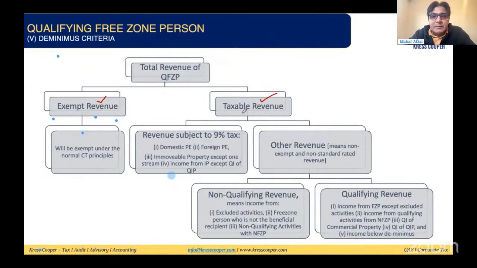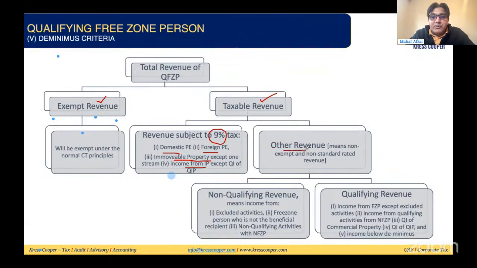We'll discuss this. For taxable income, these 4 incomes of the qualifying free zone person are straightforward subject to tax at 9%: domestic PE, foreign PE, immovable property except the one stream, and income from the intellectual property except the qualifying income of the qualifying intellectual property. Other than this, these 4 incomes are straightforward subject to tax at 9%. So initially we split the income into exempt income and taxable income. Out of the taxable income, some income has gone straightforward subject to tax at 9%. Remaining is the other income.